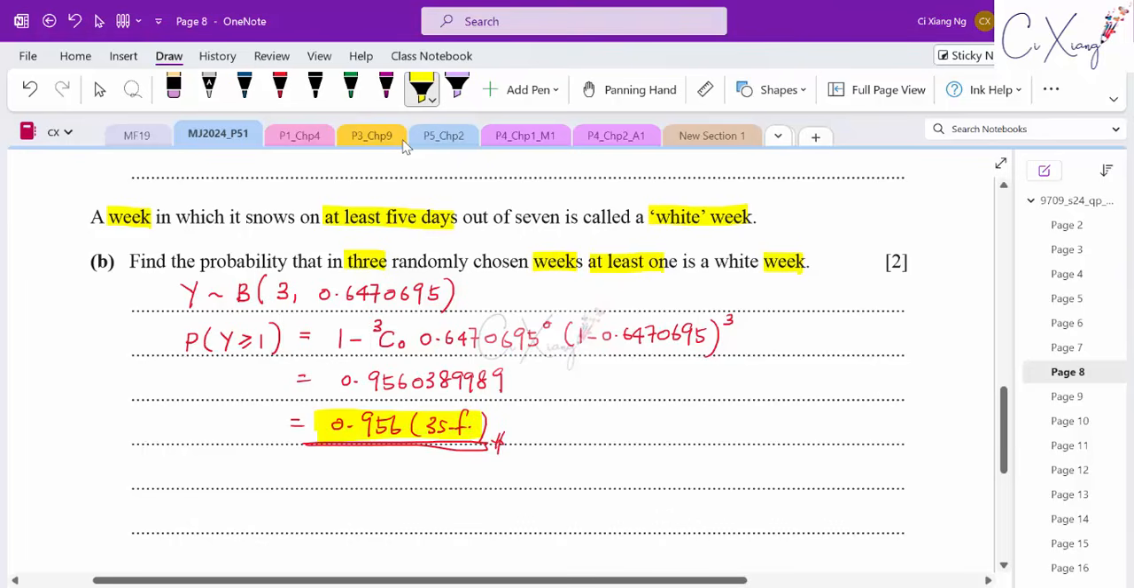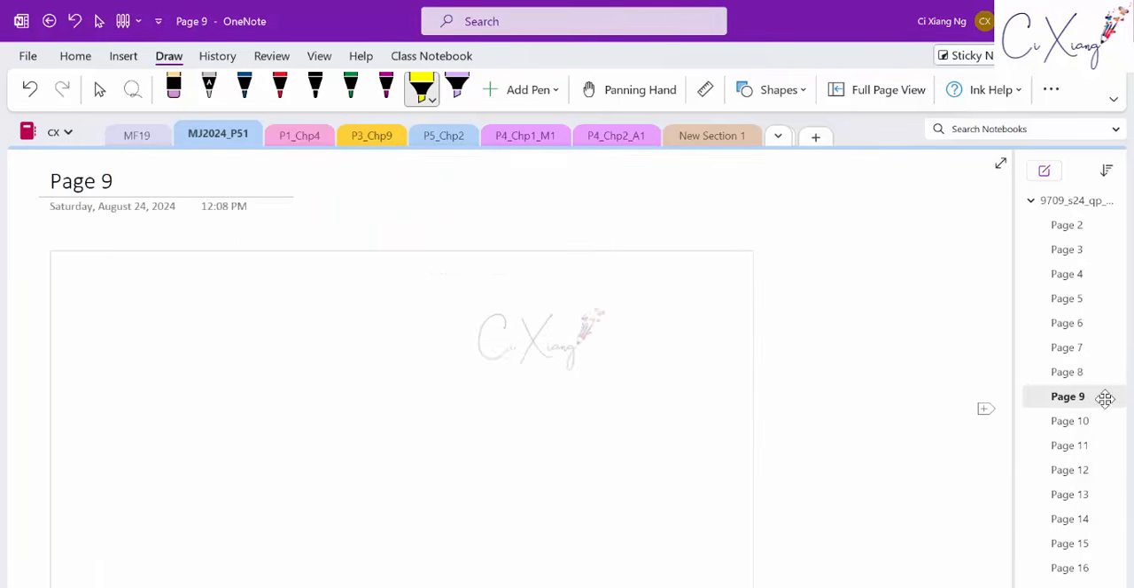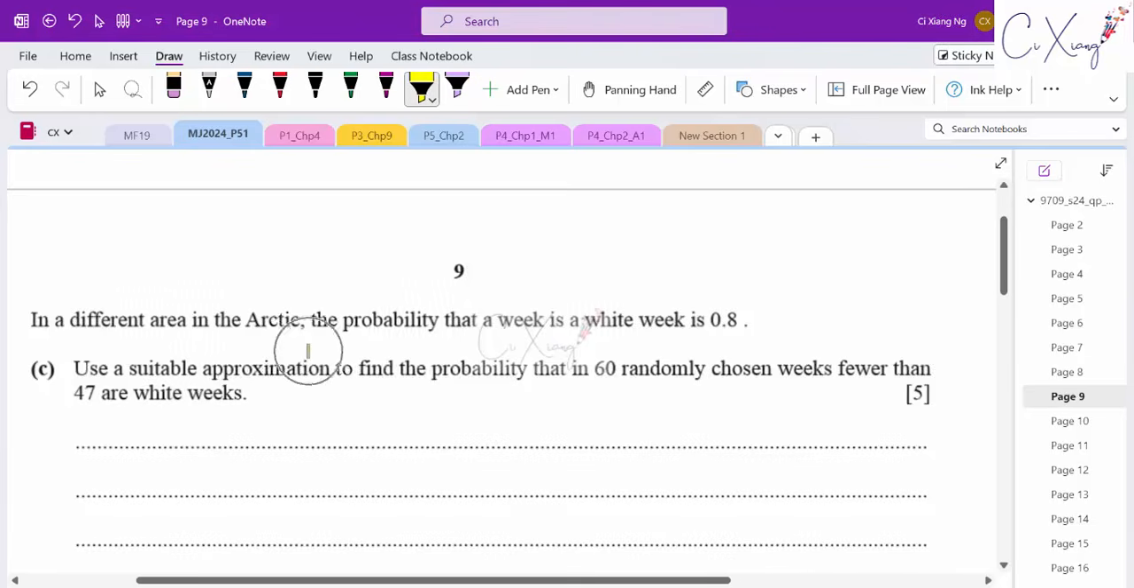Okay, so this is what we have for part B. Again, for A and B, both of them are binomial distribution. Please make sure that you learn this technique to identify the binomial question. Okay, then let's proceed to part C for question number 5.